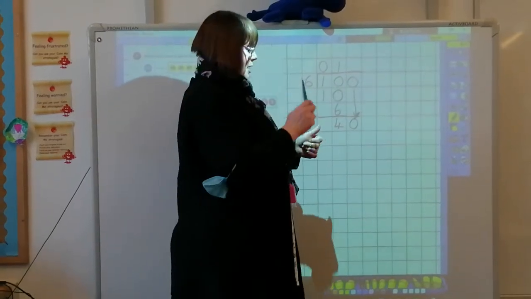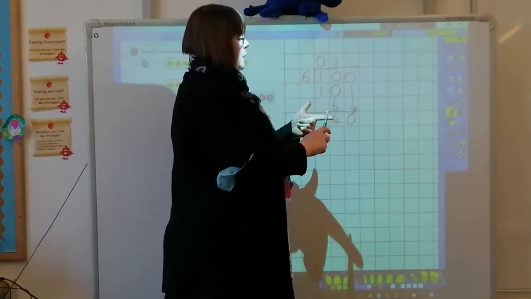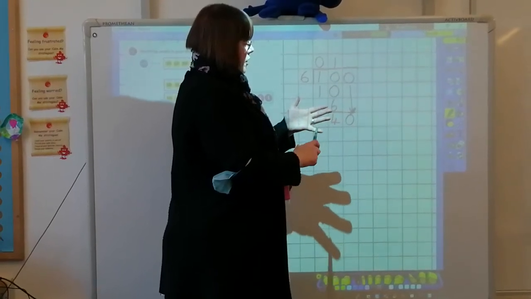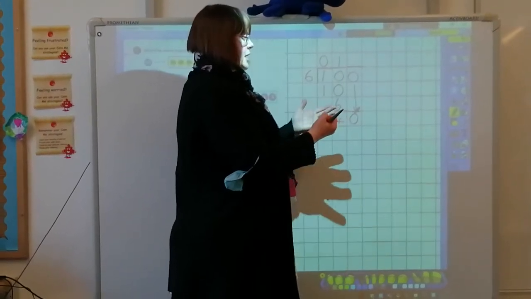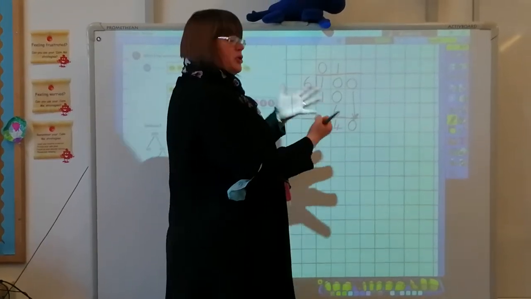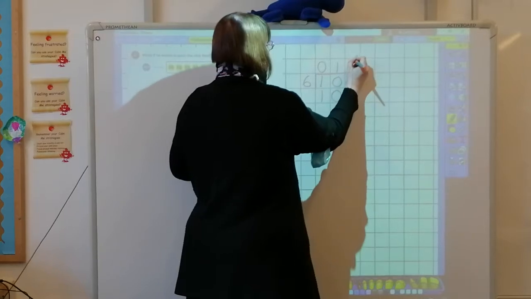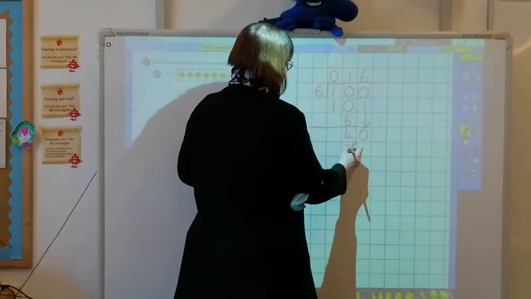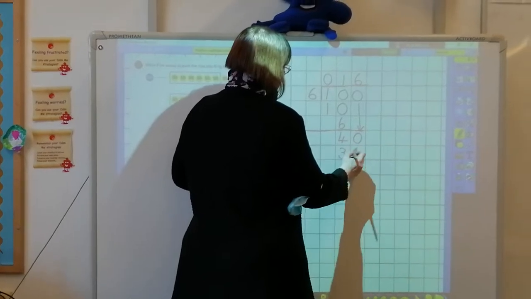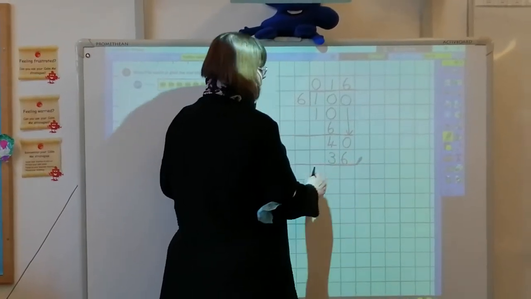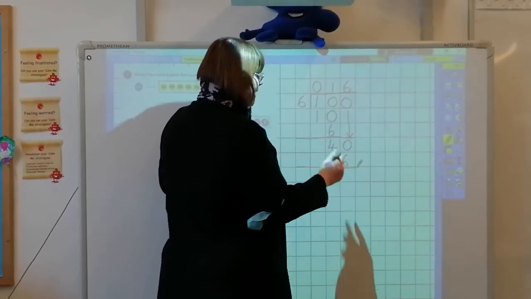Right, 6 times table. 6, 12, 18, 24, 30, 36. Oh, I can't go. My next one's 42. So it must only be 6 full sets. And I know that 6 6s are 36. And if I take 36 away from 40, I'm left with, yes, 4.